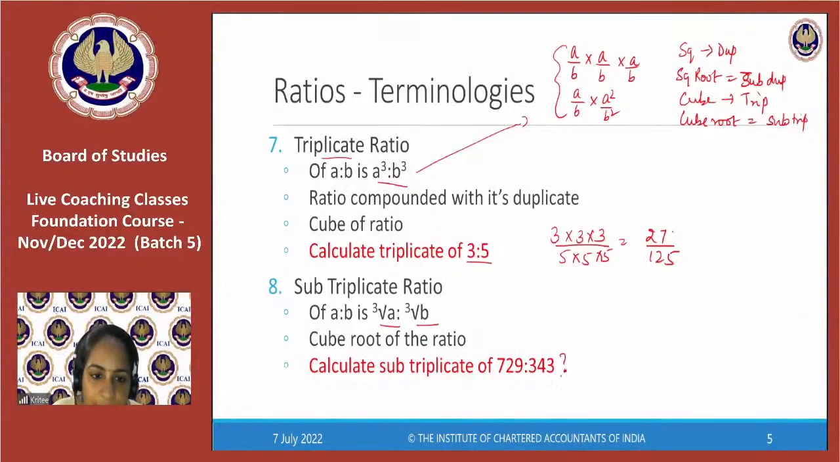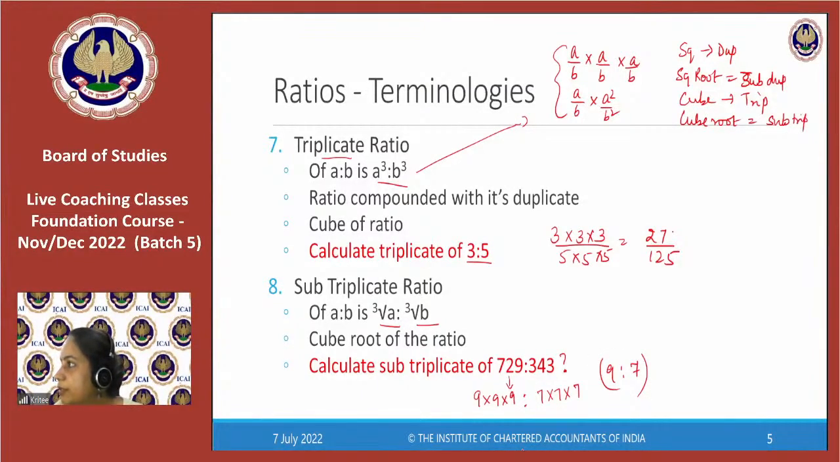Now, can you calculate the subtriplicate of 729 and 343? Right, I got the answers. So for 729, it is the cube root. 9 multiplied 3 times gives us 729: 9 nines are 81, 9 eighty-ones are 729. 7 sevens are 49, 7 forty-nines are 343. So when you take the cube root, you get 9:7. Very good, nice. No, not 19/12, beta, 9/7 is the correct answer. Yes, I can see your answers.